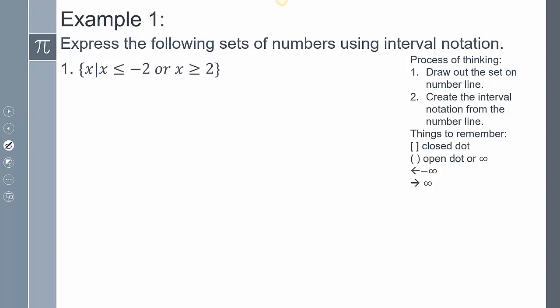Expressing this on a number line, the first one says x is less than or equal to -2. So let's draw our number line, and here's -2. Because there's that equal to, I know this is going to have a whole circle here. It's going to be solid there. And it says x is less than or equal to -2, so that's going to be everything less than that. And it says or x is greater than or equal to 2. So I also have this 2, and everything's greater than that.